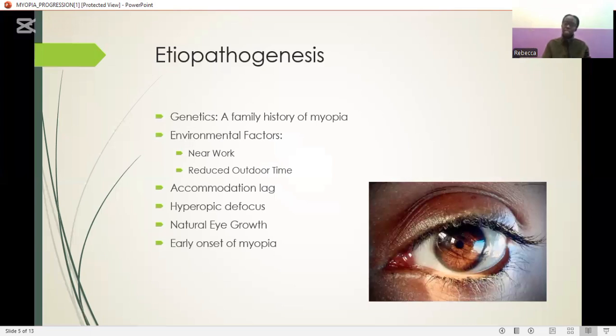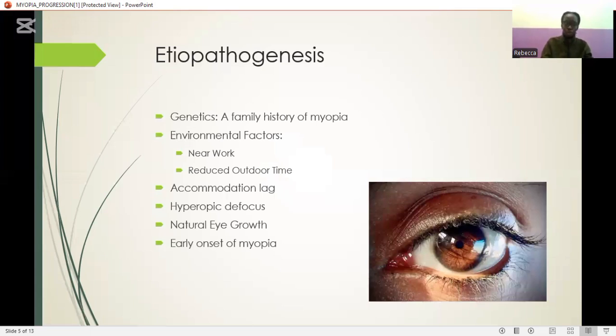And because this is a child's eye and the eye is growing, what will this do? This will signal the brain that the eye needs to grow longer so that it can accommodate the image that is being formed on the retina itself. So accommodation lag also causes hyperopic defocus because for a patient with accommodation lag, the image is also forming behind. The whole image at this point is forming behind the retina. So we are causing a higher chance for myopia progression to occur.